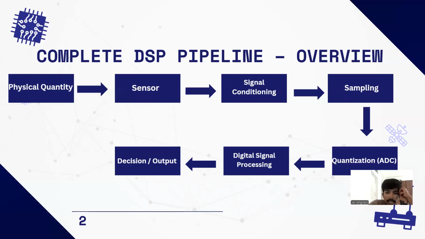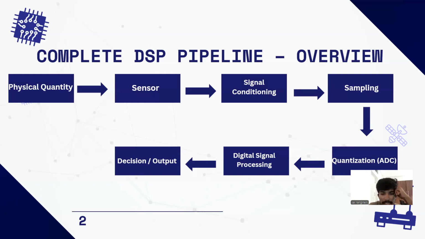After conditioning, the continuous signal is sampled. Continuous becomes discrete. Then the sampled values are converted into digital numbers using an analog to digital converter. Now the signal exists as numbers inside a digital system. Digital signal processing is applied: filtering, averaging, peak detection, feature extraction. Finally, the system compares the processed values with a threshold and makes a decision.